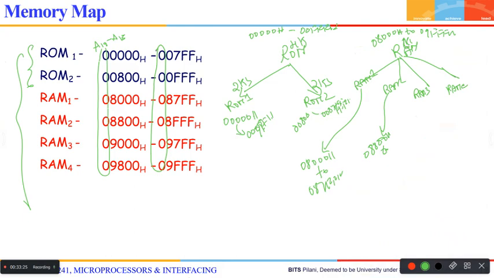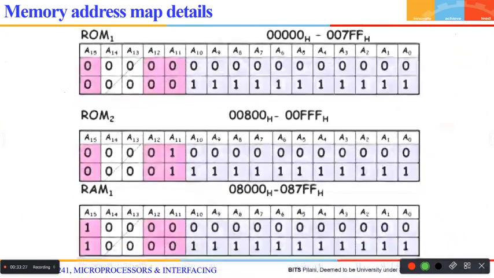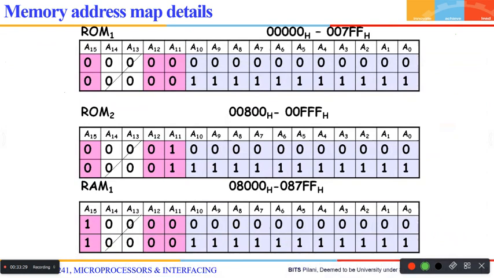So next method is for getting a table. Can you just get this table? See here. This is for ROM1, ROM2. I have not written A16 to A19. Why? It's understood it's all 0. Hope all of you are understanding this, right? Okay. So this is very important.